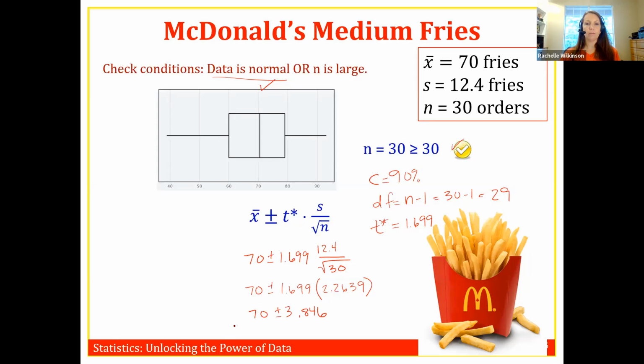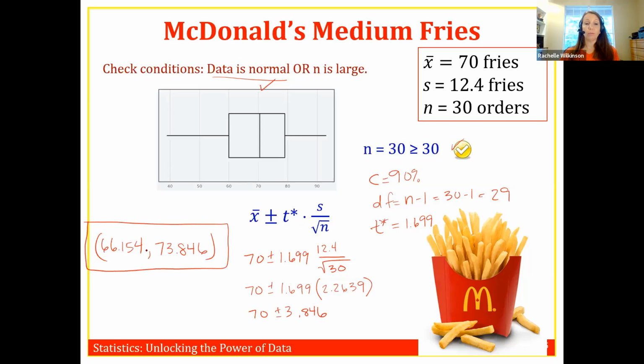Well, I'll put it over here on the side. I don't have a lot of space. So first I'm going to take 70 minus 3.846, which gives me 66.154. And then I'm going to take 70 plus 3.846, which gives me 73.846. So this is my confidence interval.